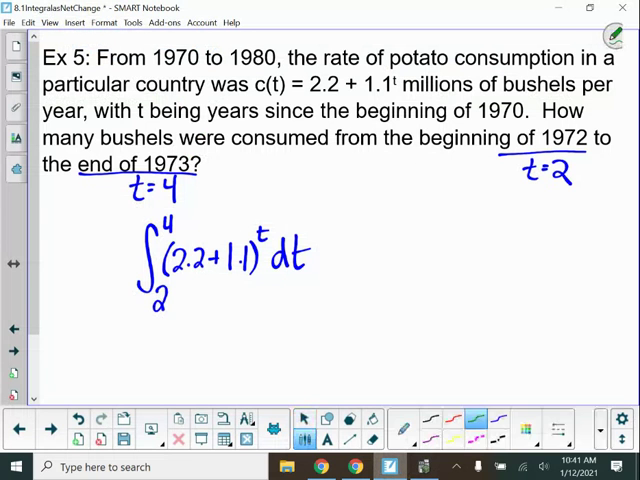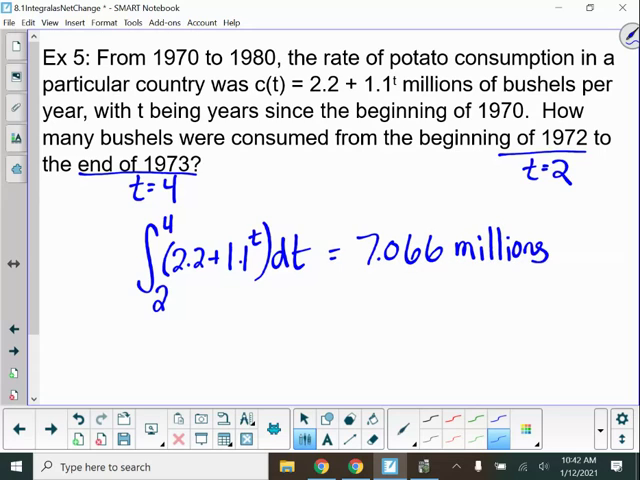7.066, and I did not write that correctly. It's correct up in the original problem, I just put that in the wrong spot. So there's the 1.1 to the t. So 7.066 millions of bushels of potatoes. This country, whichever country this is, consumed 7.066 million bushels from the beginning of 1972 to the end of 1973.